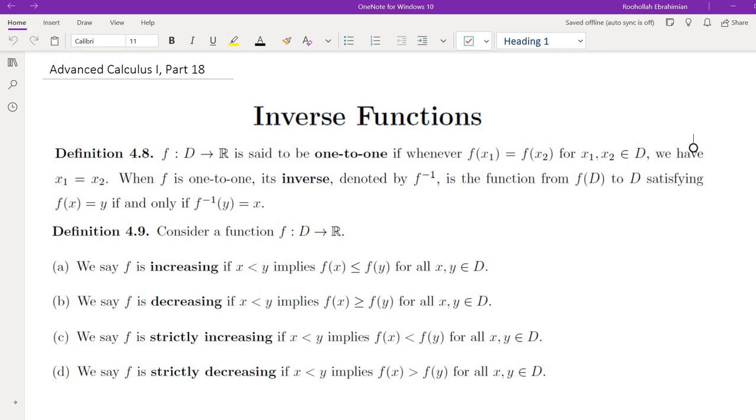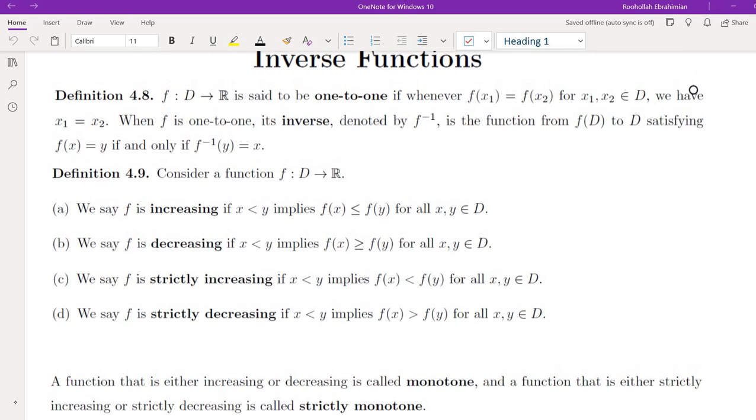When f is one-to-one, its inverse, denoted by f inverse, is the function from the image of f to D, satisfying f of x equals y if and only if f inverse of y equals x. The next few definitions are about increasing and decreasing functions.